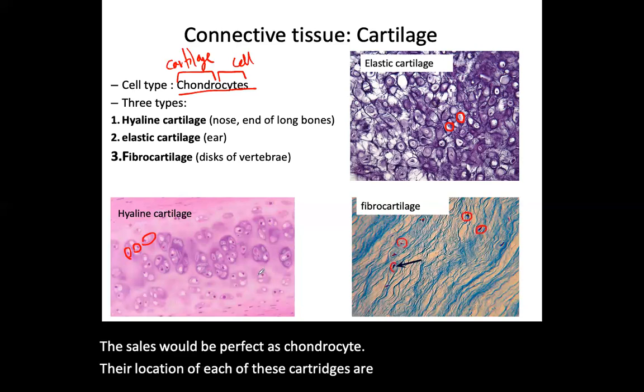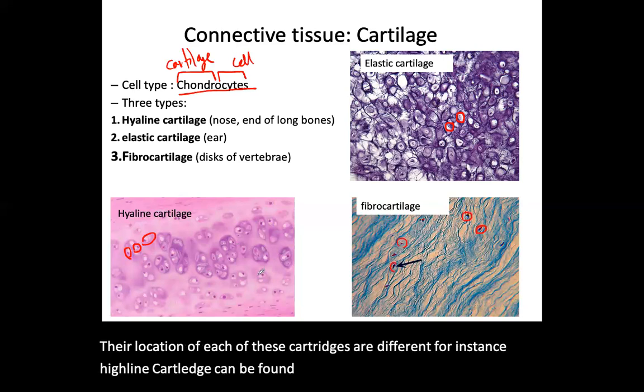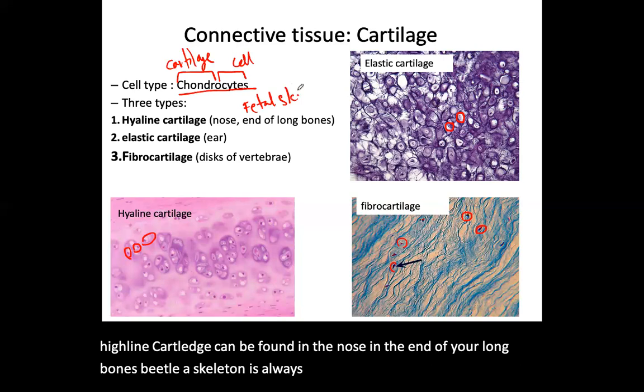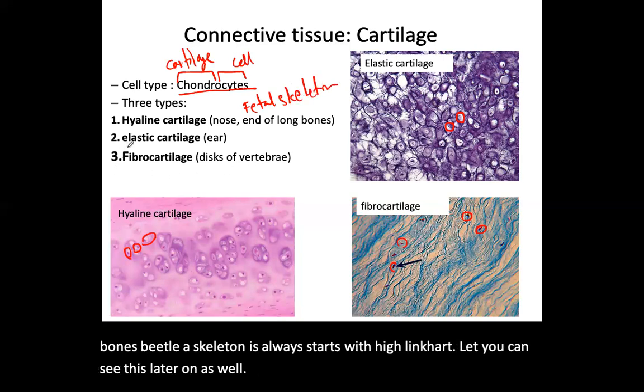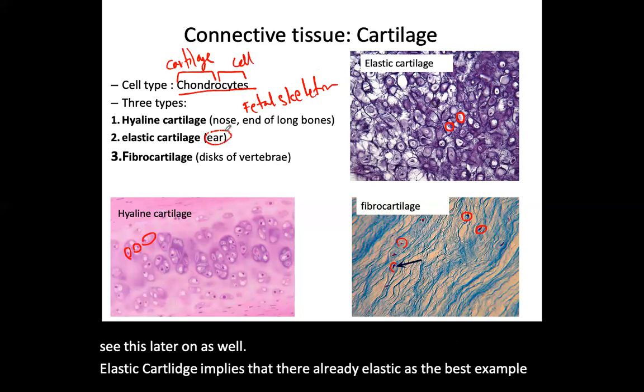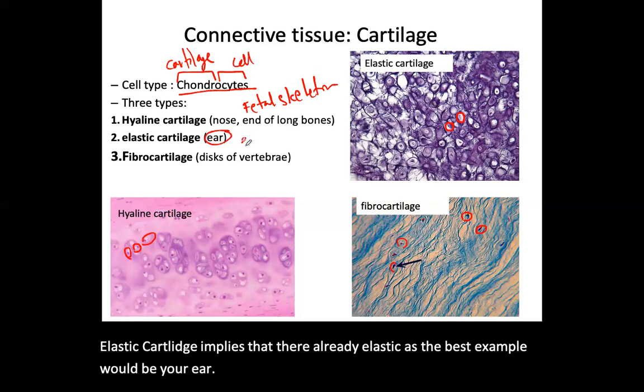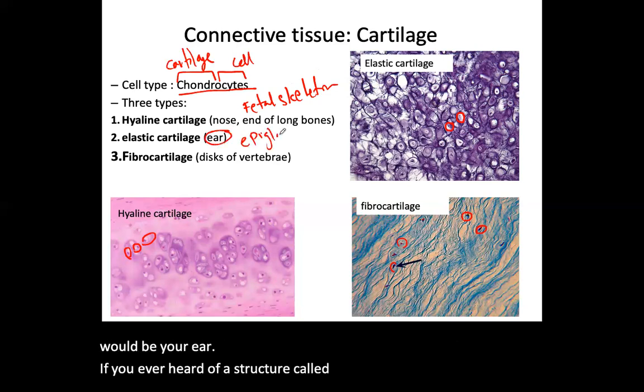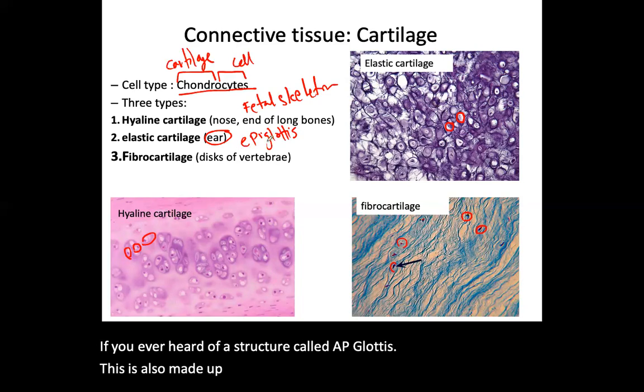For instance, hyaline cartilage can be found in the nose, in the end of your long bones. Fetal skeleton always starts with hyaline cartilage. You can see this later on as well. Elastic cartilage implies that they are very elastic. So best example would be your ear. If you ever heard of a structure called epiglottis, this is also made up of elastic cartilage. You'll see this later on in the respiratory system.